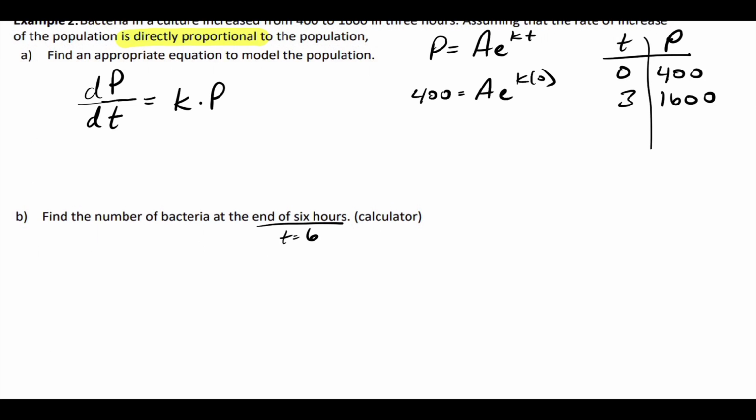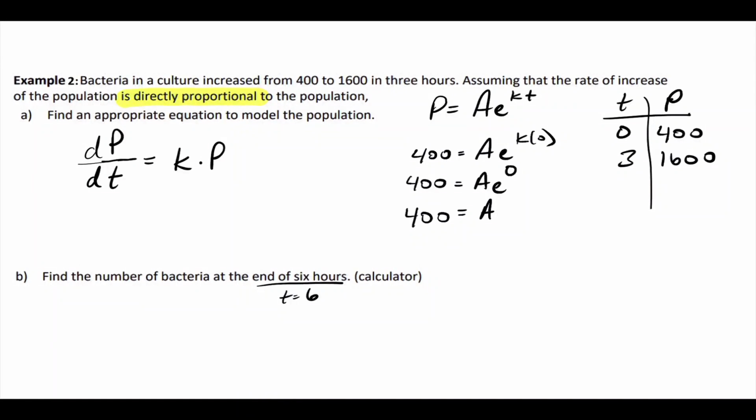Okay. So when I simplify this, I get 400 equals a e to the what power? 0 power. Well, that's helpful. What is e to the 0 power? 400, right? Or sorry, 1. So what does a equal? Boom. Now I know what a is, right? So let me change this guy here. 400. Now I know 400 goes there.